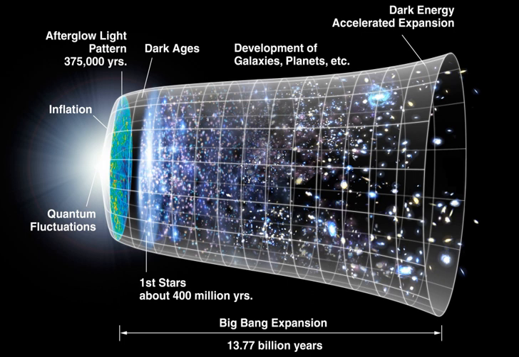v = H_0 d, where v is the recessional velocity of the galaxy or other distant object, d is the comoving distance to the object, and H_0 is Hubble's constant, measured to be 70.4 +1.3/-1.4 km/s/Mpc by the WMAP probe.